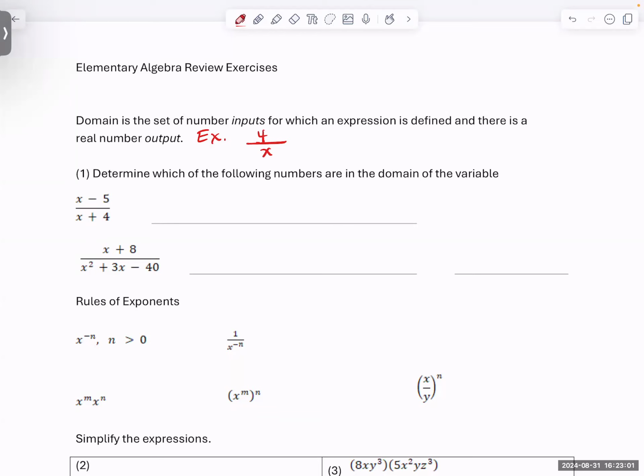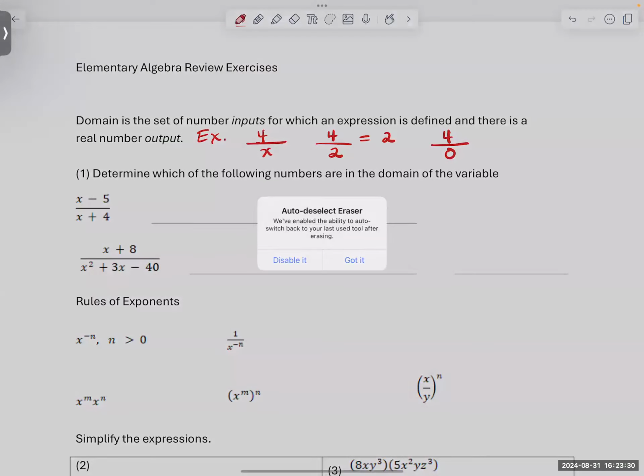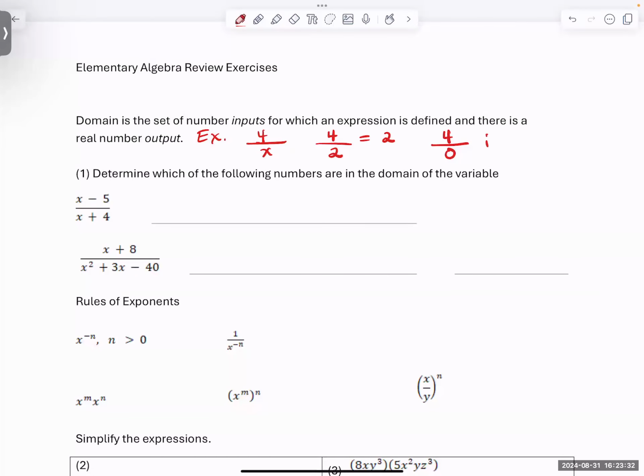For example, if x is 2, then 4 divided by x, when x is 2, is defined and has an output of 2. But 4 divided by x is undefined for x equals 0, because if we input 0 for x, then we have an expression that is undefined, since division by 0 is undefined. And we use U and D for undefined.